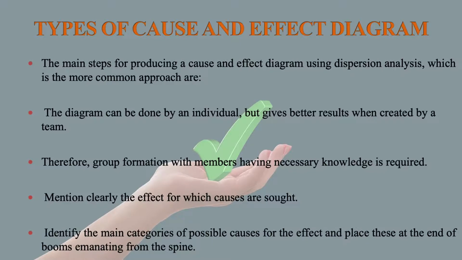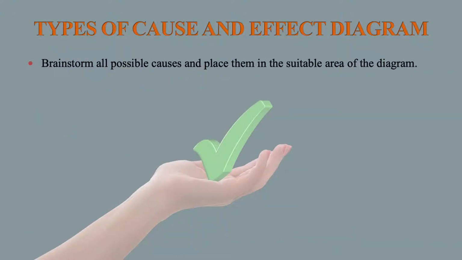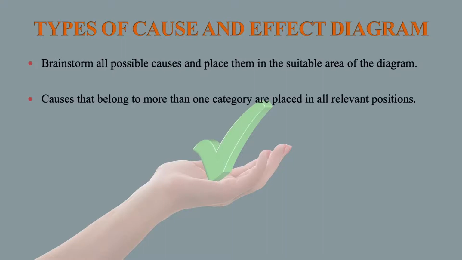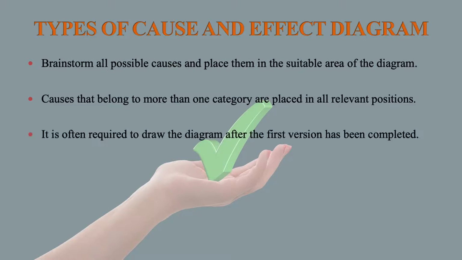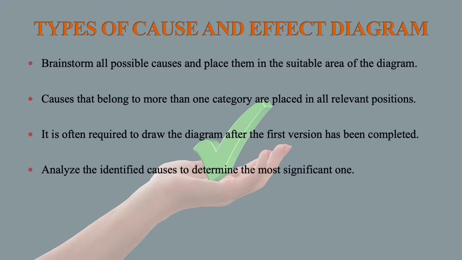Identify the main categories of possible causes for the effect and place these at the end of the booms emanating from the spine. Brainstorm all possible causes and place them in the suitable area of the diagram. Causes that belong to more than one category are placed in all relevant positions. It is often required to redraw the diagram after the first version has been completed. Analyze the identified causes to determine the most significant one.